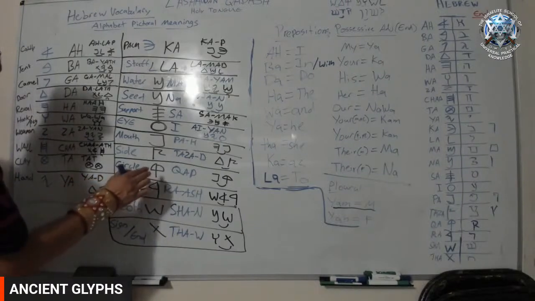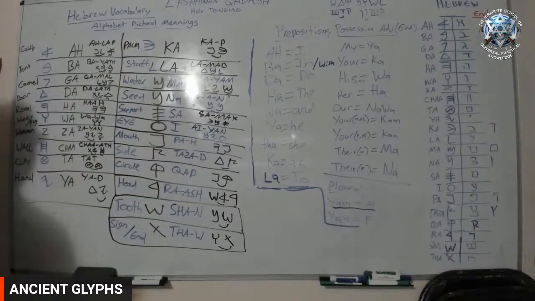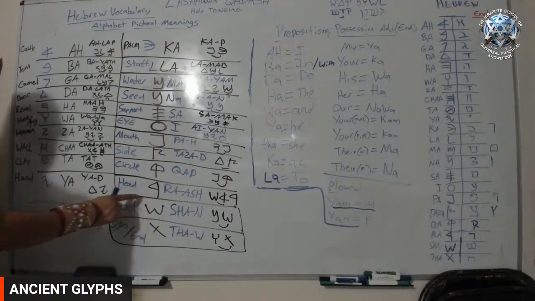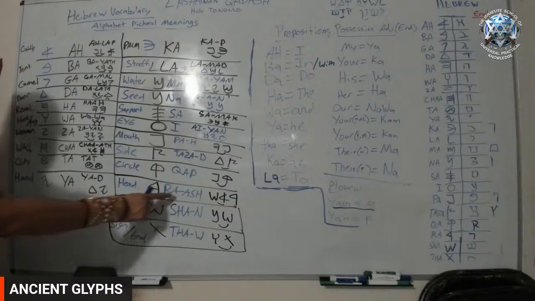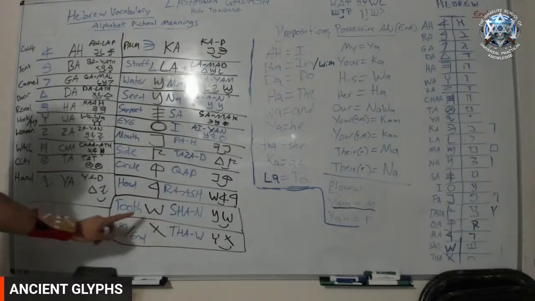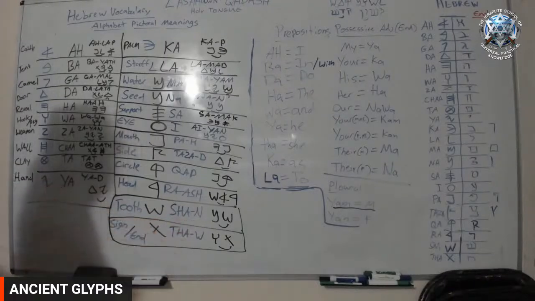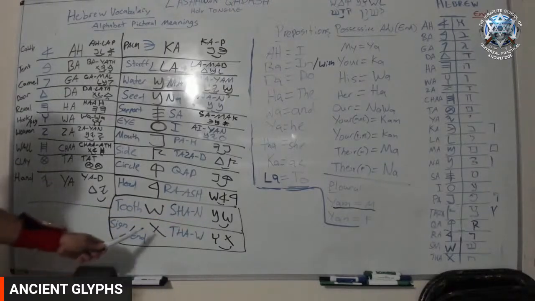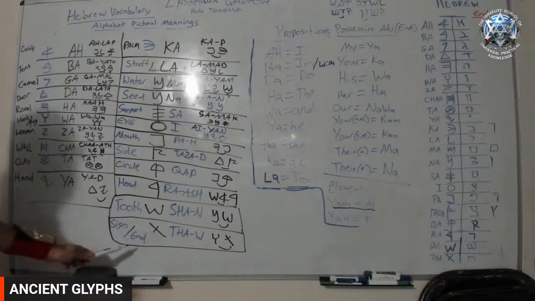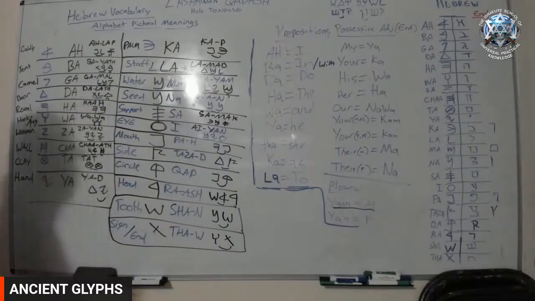Qof means circle. It's pronounced qof. Resh means head. That's pronounced resh. Shin means tooth. That is pronounced shin. And then we have Tav, which means sign or end. That's pronounced tav. So there's your Hebrew alphabet.